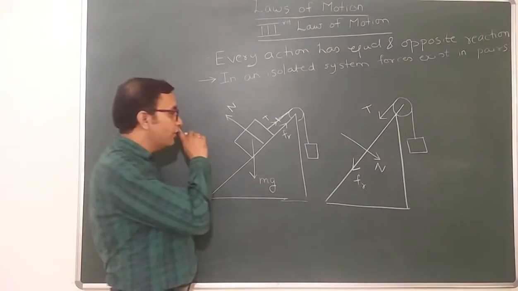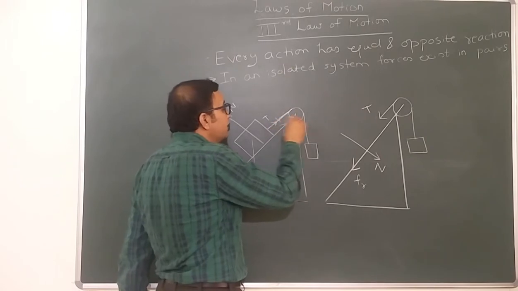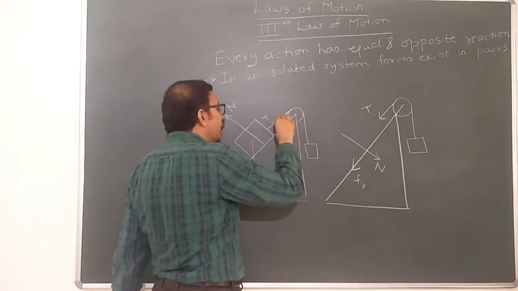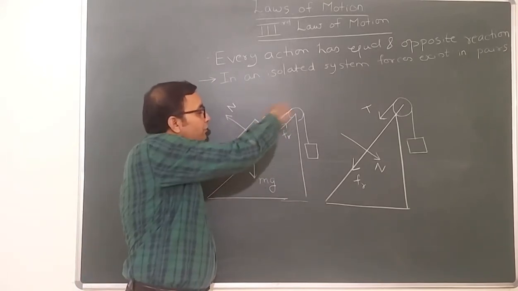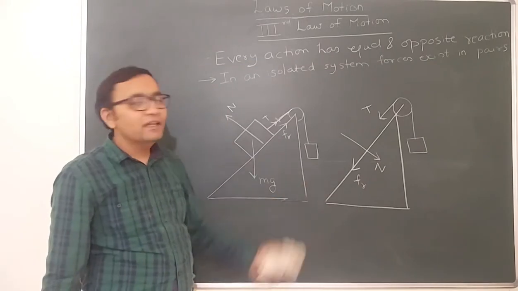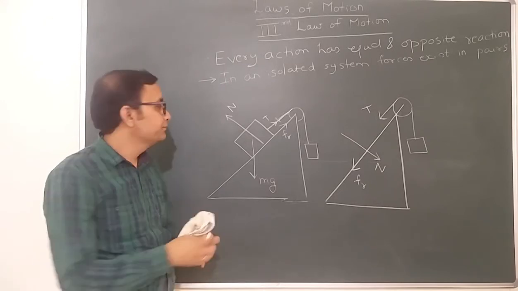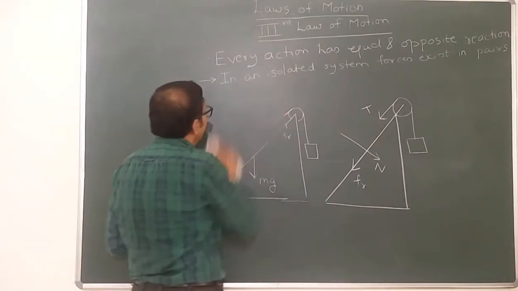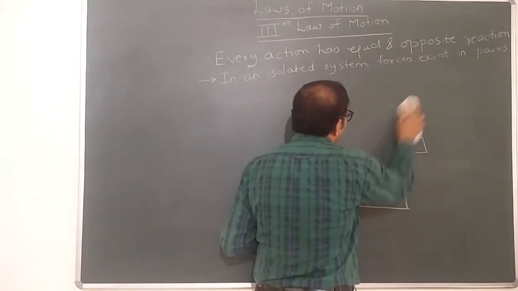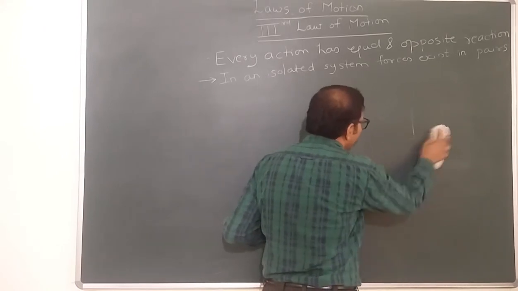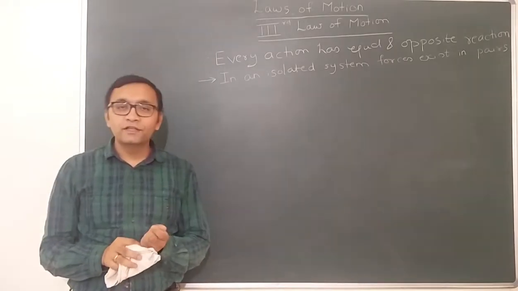One thing we have observed here is that this tension is immediately changing direction. If I cut the string like this, at one end the force is like this, and at the other point the force is in the opposite direction. So these are internal forces. Internal forces will always be equal and opposite. So this is what Newton's third law is all about.